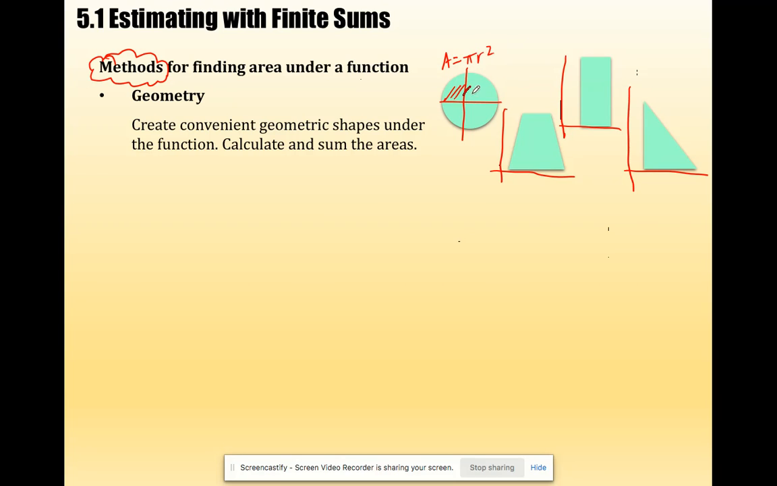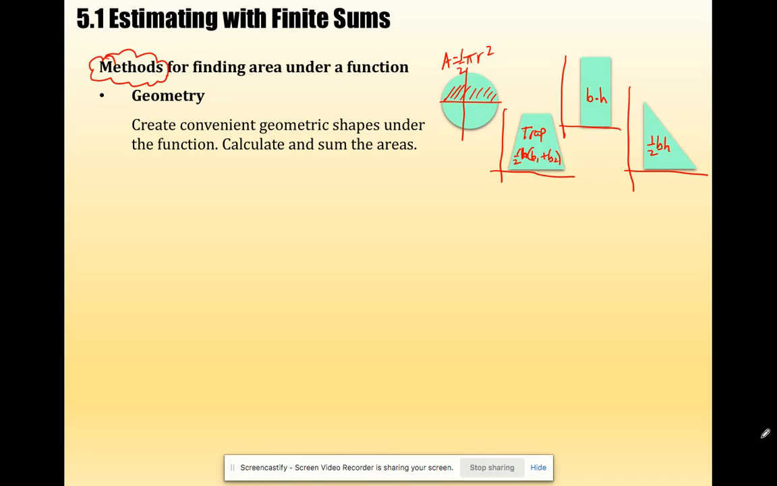If I'm only talking about a semicircle, of course I take 1/2. The area of a trapezoid is 1/2 times the height of the trapezoid times the sum of the bases. Rectangle, of course, base times height. Triangle, right triangle, 1/2 base times height. Those are our traditional. So look for that.